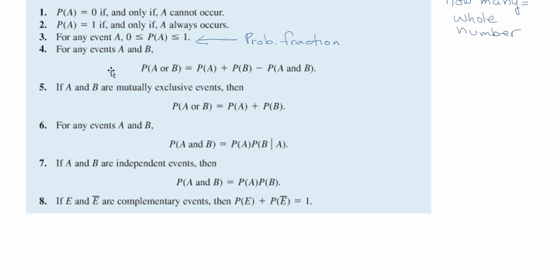If two events are not, I missed this one, mutually exclusive, the probability of A or B is the probability of A plus the probability of B minus the probability of both. And down below, if two events are complementary, the sum of their probabilities is 1, or another way of looking at it is the probability of an event is equal to 1 minus the probability of its complement.